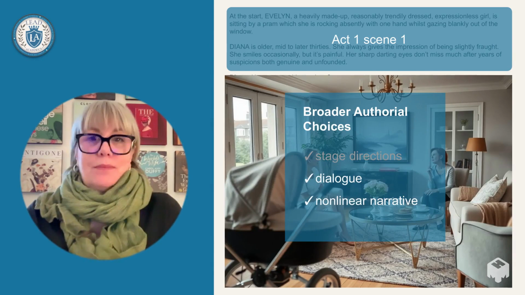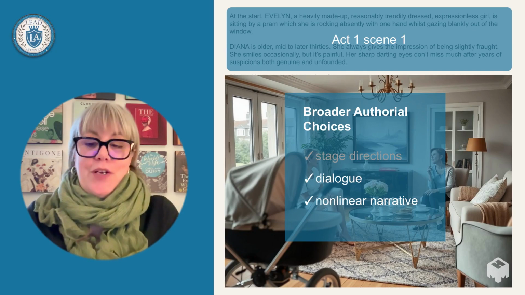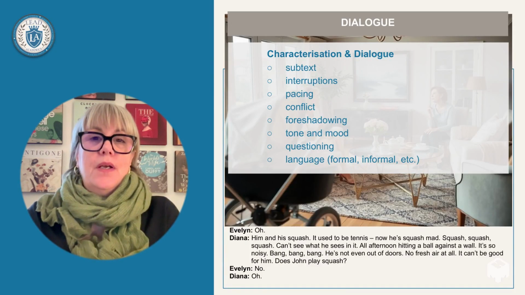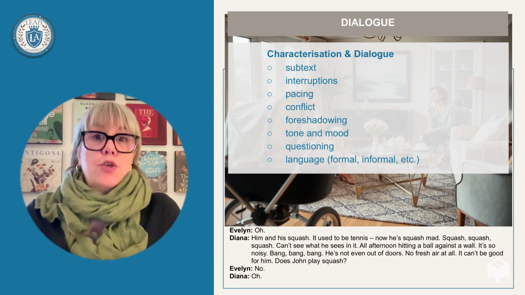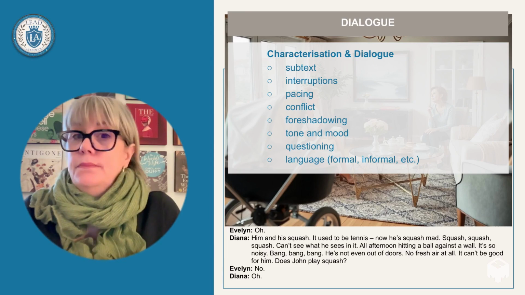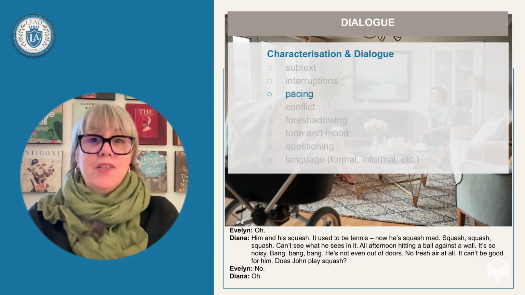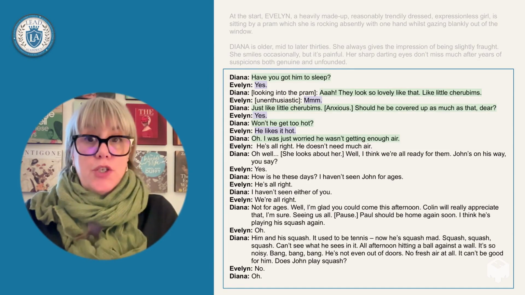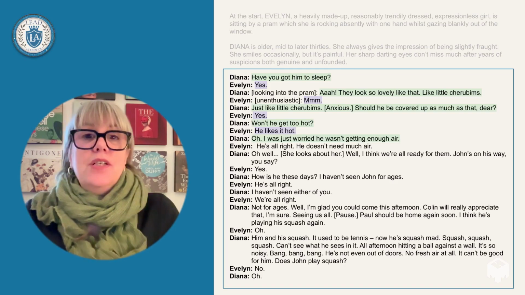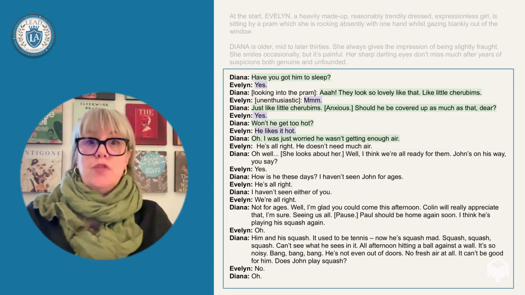Let's take a quick look at the other 2 authorial choices, dialogue and nonlinear narrative. When analyzing character using dialogue, be sure to look for subtext, interruptions, pacing, and so on. In this extract, pacing is most evident. Specifically, the length of exchanges between Evelyn and Diana, as shown here. Diana's exchanges, marked in green, are much longer than Evelyn's exchanges, marked in purple.